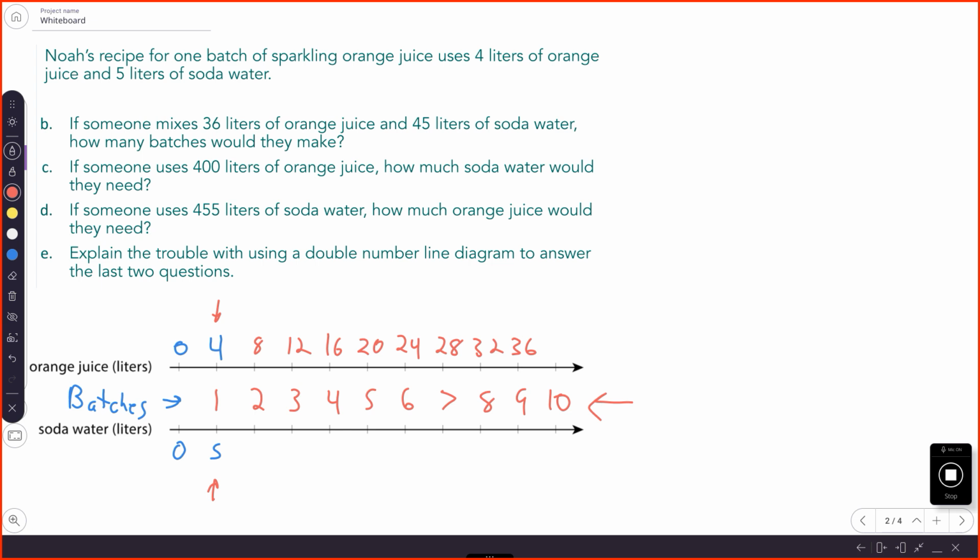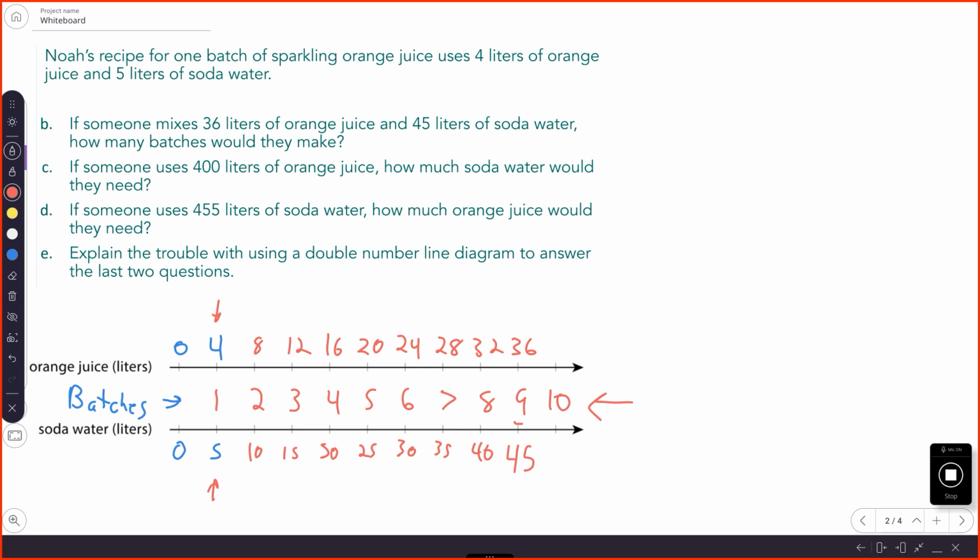So we got 36 liters of orange juice and 45 liters of soda water. So I'm going to assume that since this is 4 times 9, that this is going to be 5 times 9 also. Well, let's prove it. 5, 10, 15, 20, 25, 30, 35, 40. Well, what do you know? It is 45.